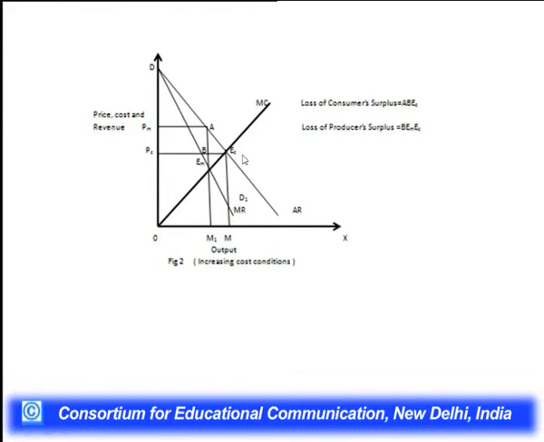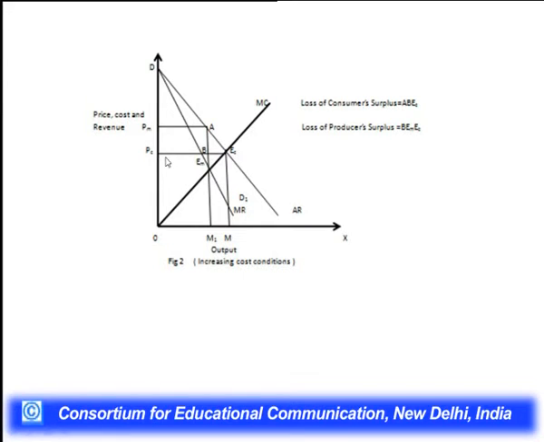So, equilibrium is at EC, equilibrium in the competitive market, and at this point you find that output produced is OM and price is OPC. So, this is the price under perfect competition, and every firm can sell any amount of the commodity at this price.